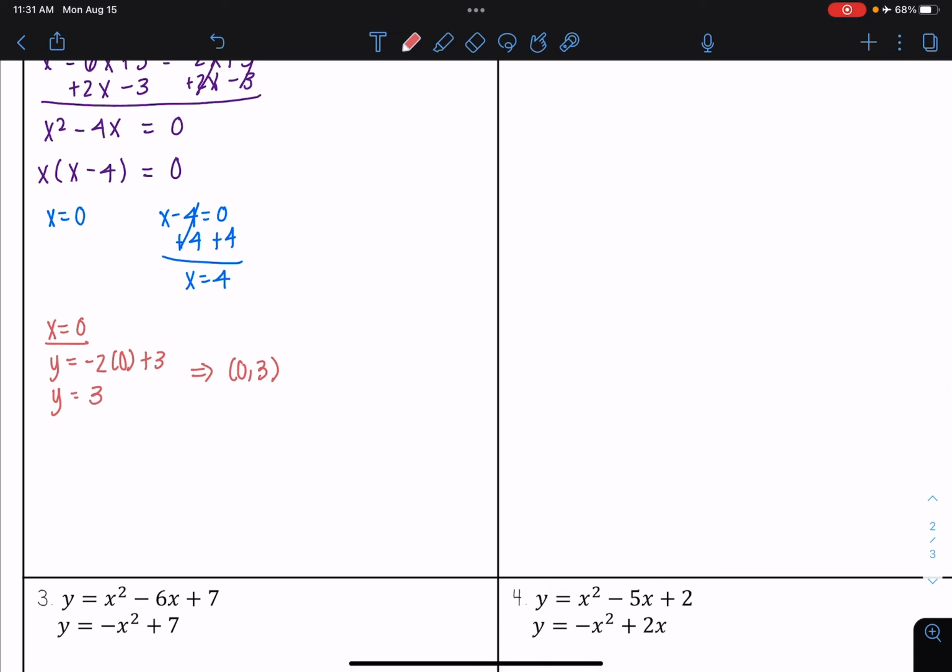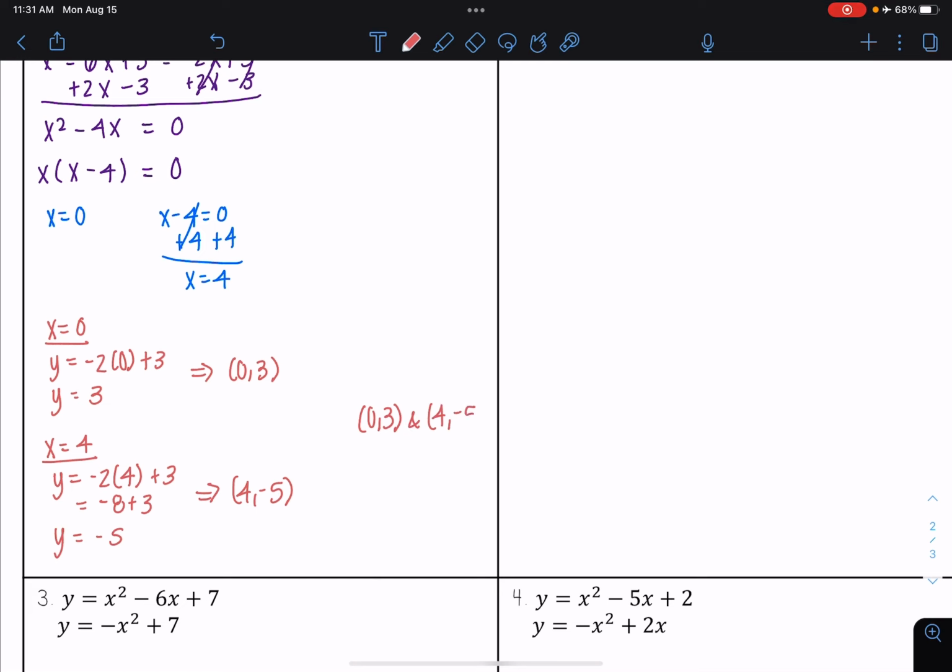And then I'm going to plug in x equals 4 into this same equation and find the corresponding y value. And so when I do that, I have y equals negative 2 times 4 plus 3. Negative 2 times 4, I get negative 8 plus 3. So y is equal to negative 5. So that means that my corresponding point here is 4, negative 5. So my two answers are 0, 3, and 4, negative 5.